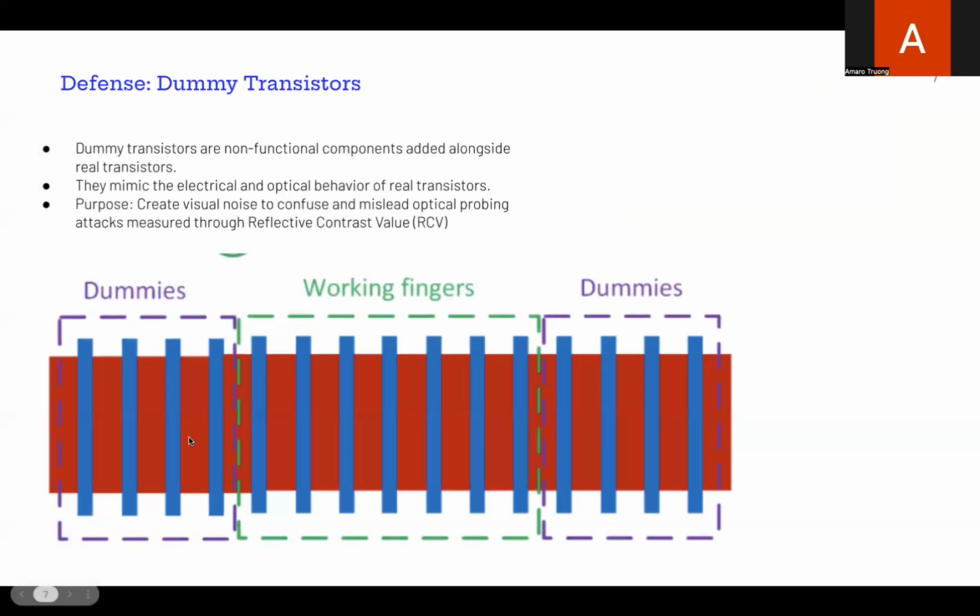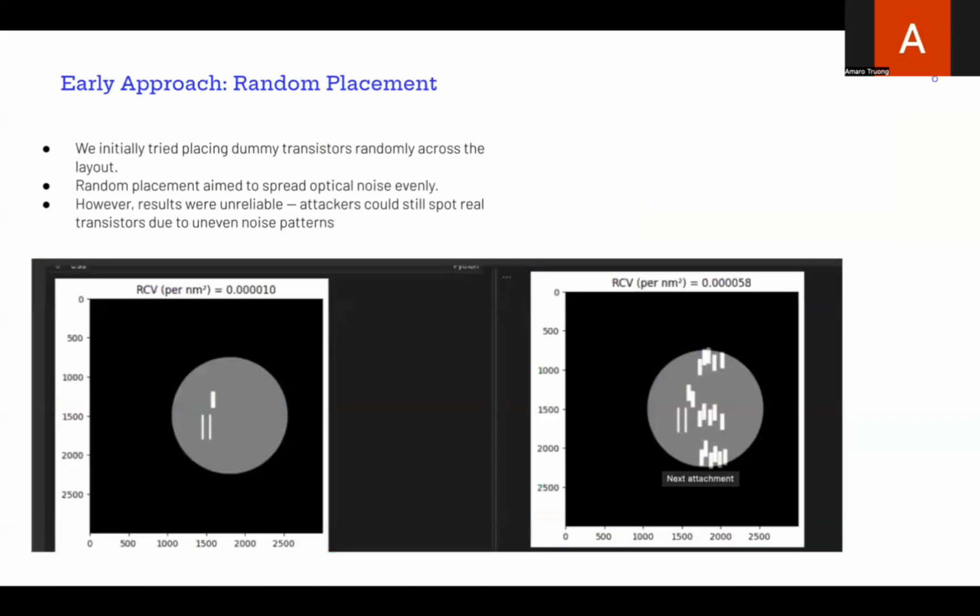Dummy transistors are dummies that are placed alongside or around the real ones in the chip. But there are actually a few approaches, and we explored one of them right here. One of the early approaches was something called random placement. Random placement allows us to place dummy transistors across the layout of the chip in order to create this noise.